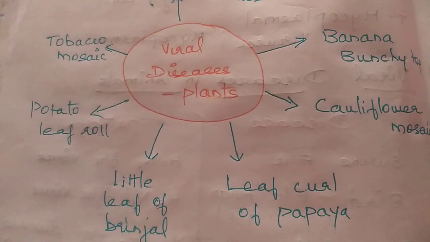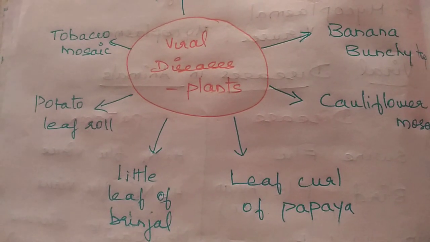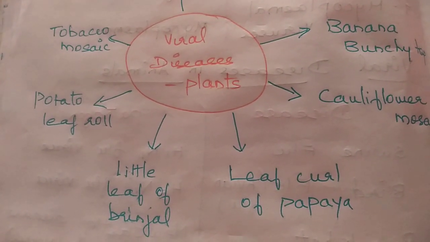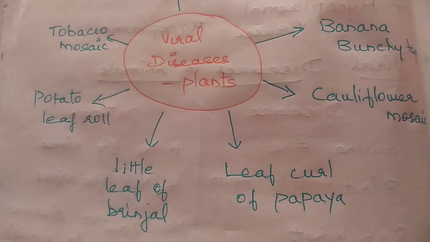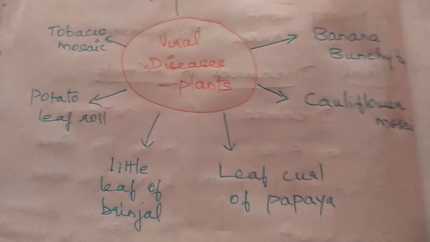So banana bunchy top. In your garden you have the plantain tree which has a bunch of banana at the top. So banana bunchy top. These are important viral diseases in plants.